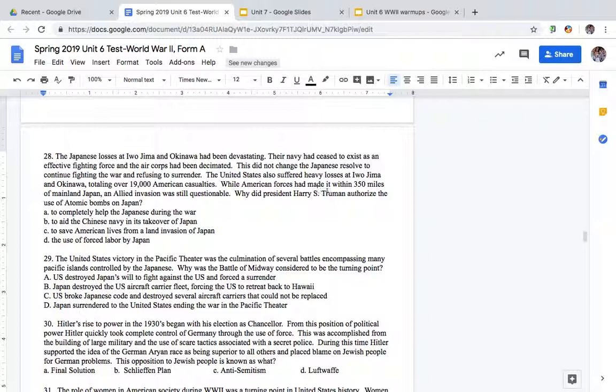Why did President Harry S. Truman authorize the use of the atomic bomb in Japan? A. To completely help the Japanese during the war. B. To aid the Chinese Navy in its takeover of Japan. C. To save American lives from a land invasion of Japan. D. The use of forced labor by Japan.